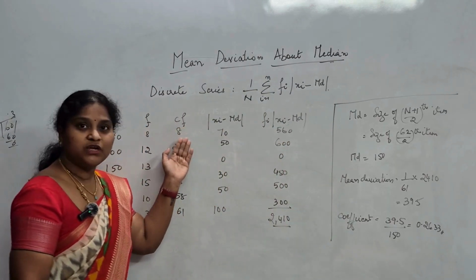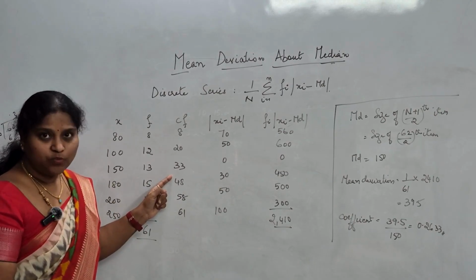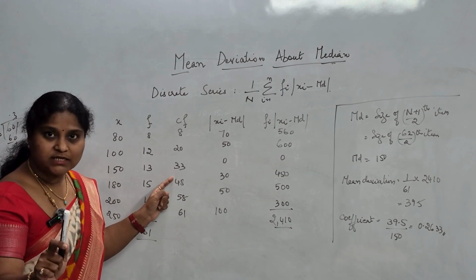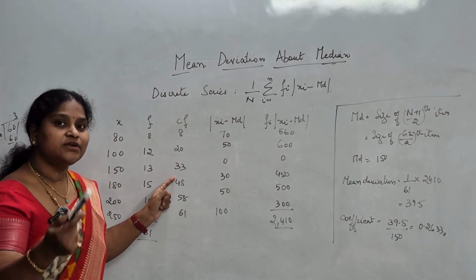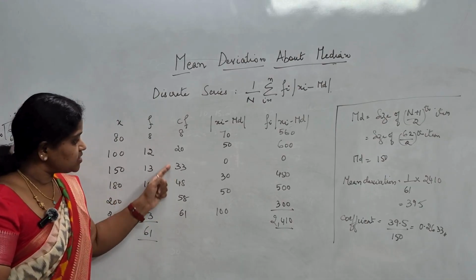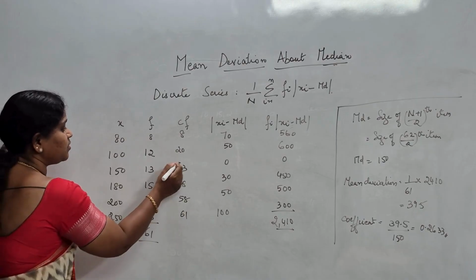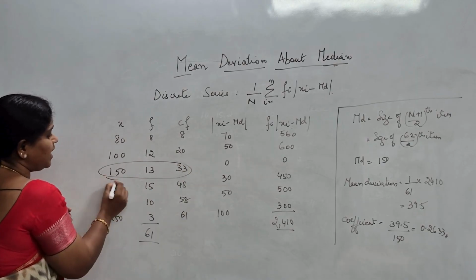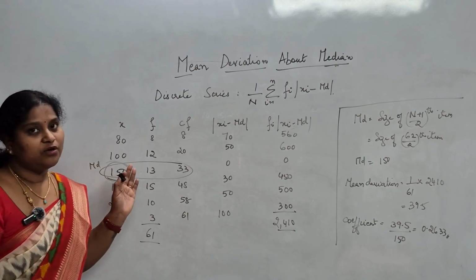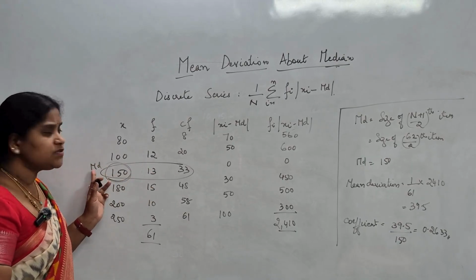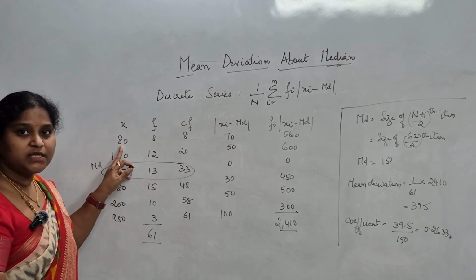We need the 31st item. So in the cumulative frequency column, we find a value just greater than 31. The value just greater than 31 here is 33. So this will be my required median class and the corresponding x value will be our median, which we have already discussed. Since we have got the median, we'll subtract the median from each value of x.